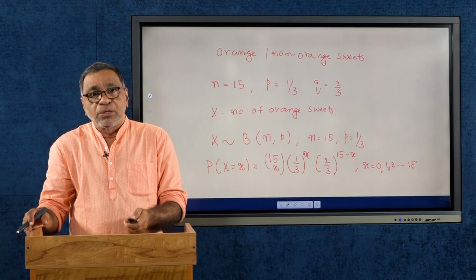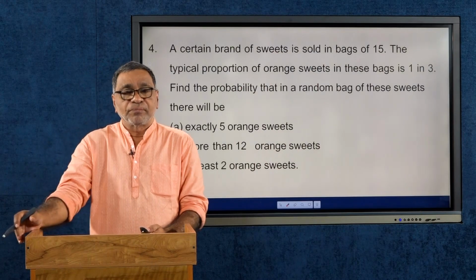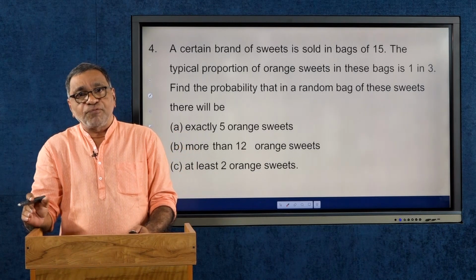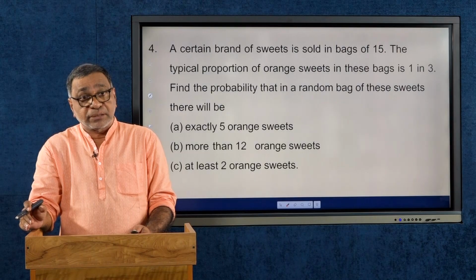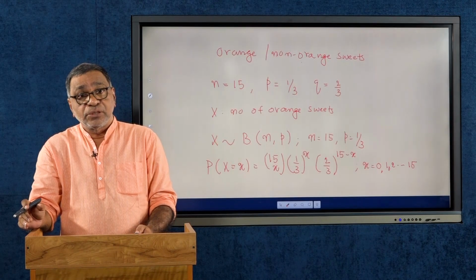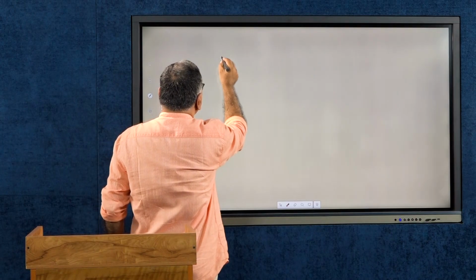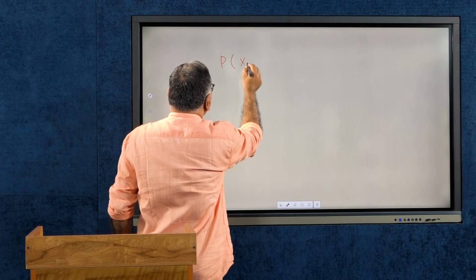Now, just look at what problems we have. Find the probability that in a random bag of these seeds, there will be exactly 5 orange seeds. So exactly 5 orange seeds means we need the probability of X equal to 5.